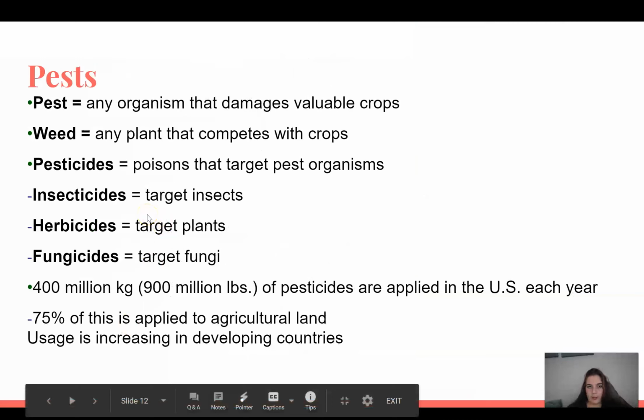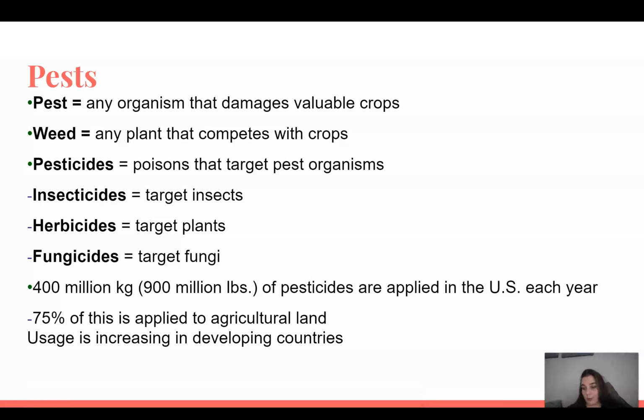There's a bunch of different pests, but a pest is any organism that damages a valuable crop. So farmers obviously hate pests. A weed is any plant that competes with a crop. So your weeds will always pop up on a farm, and they compete with your crops that are growing for water, soil, and air. So your weeds might even end up killing your crops. So you want to get the weeds out as quick as possible.